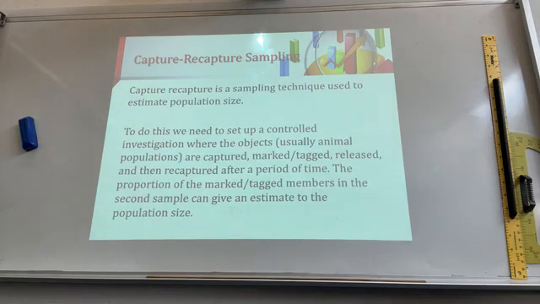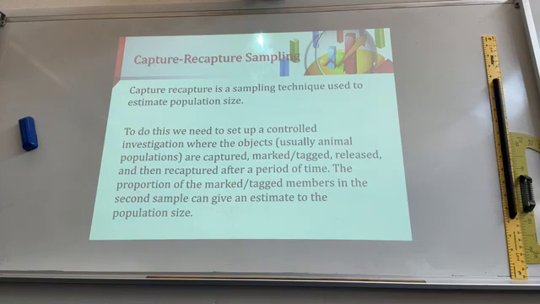It's actually a sampling technique used to estimate population size. What we need to do in this situation is to set up a controlled investigation. Now, this is usually done in terms of animals. Usually, animal populations are captured. You mark the animal by tagging it, release it, and then recapture after a period of time.